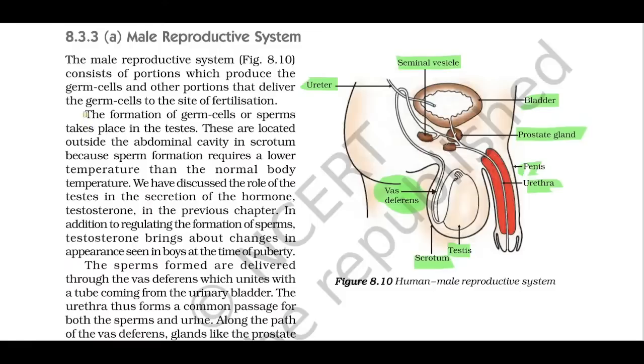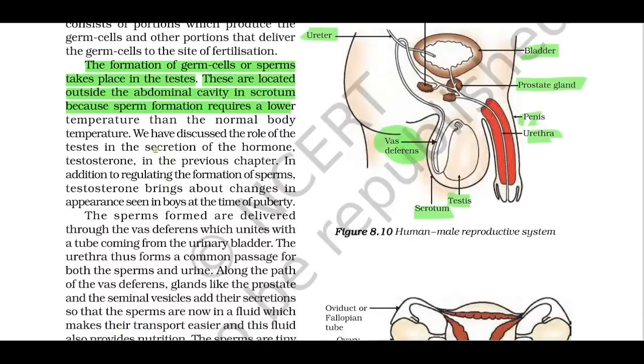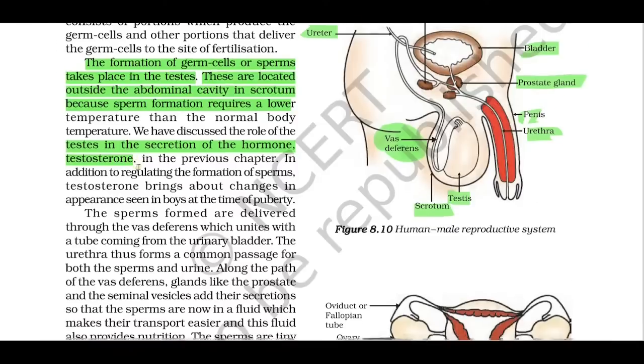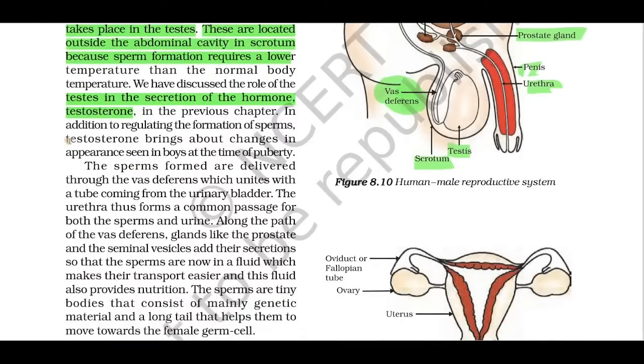The formation of germ cells or the sperm takes place in the testes. These are located outside the abdominal cavity because the formation of sperm takes place at a lower temperature than the normal body. So what is the role of testes? Again, it secretes the male sex hormone called testosterone. What is the function of testosterone? Testosterone brings about the changes in appearance seen in boys at the time of puberty.